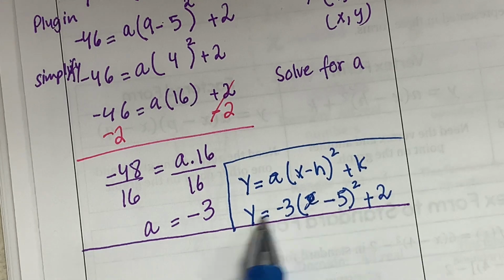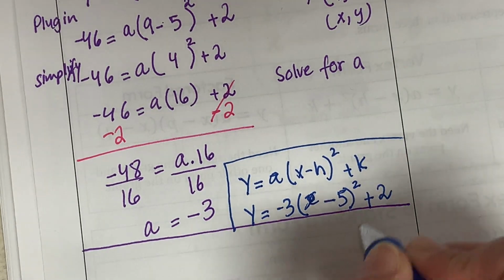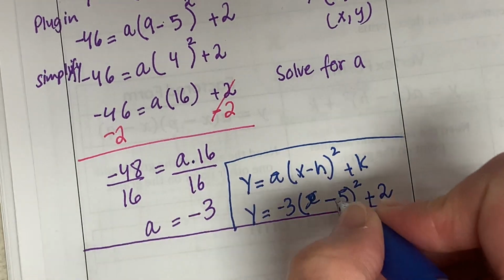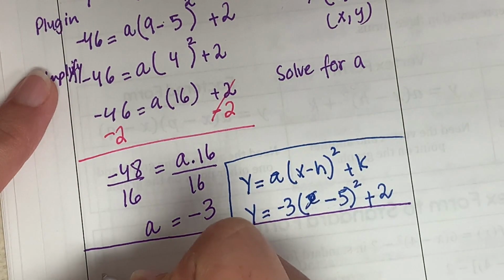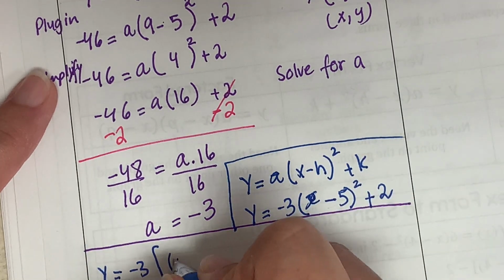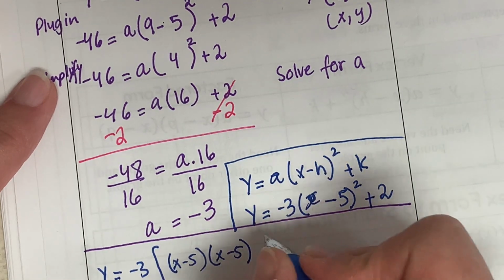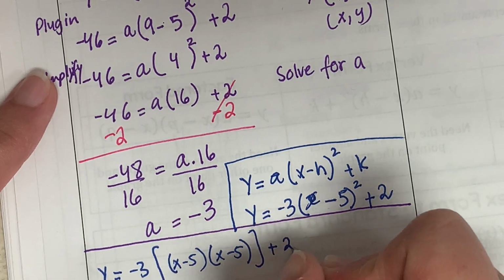So this is what I'm going to use in order to write my equation in standard form, which should have x's in them. That's why I never replaced the x. So let's do the math here. First thing you do is this needs to be squared. So y equals negative 3, I'm going to open like that, x minus 5. That's how you do the square. Plus 2.